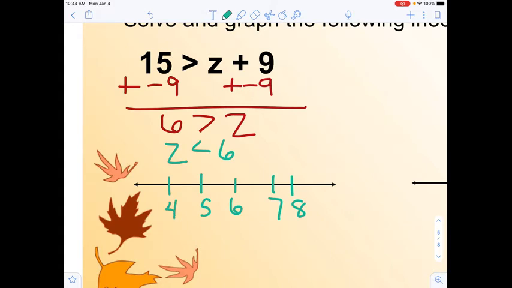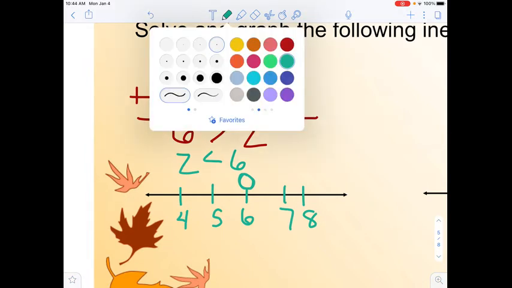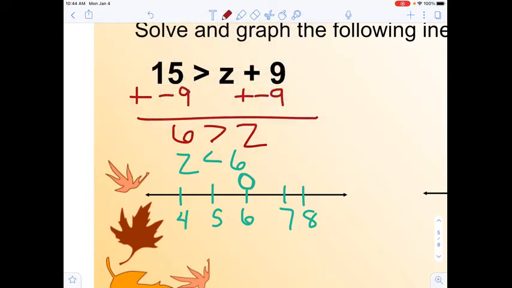And then my circle above the 6 would be open because there's no line underneath my inequality sign, which means 6 is not included in my solution. And then z is less than 6. So picking a number that's less than 6, well, 4 is less than 6, so I know my arrow is going to point to the left.